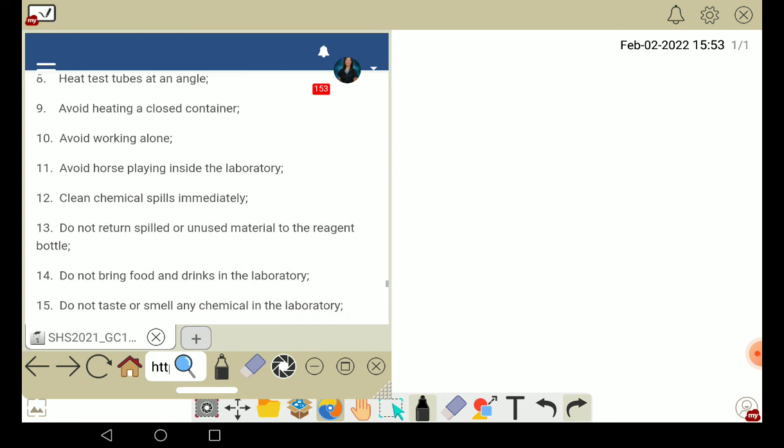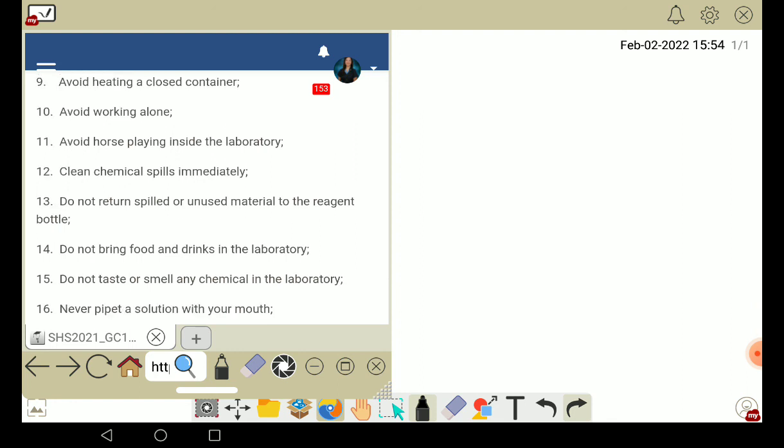Okay. Number 12, clean chemical spills immediately. Remember that each chemical has a certain reaction with each other. So in order for us to prevent unnecessary things from happening, make sure to clean it immediately. Next, we have do not return spilled or unused materials to the reagent bottle. Of course, because there are materials that need to be washed away or thrown away after using, so that they will not react with other unused materials, or to avoid contamination.